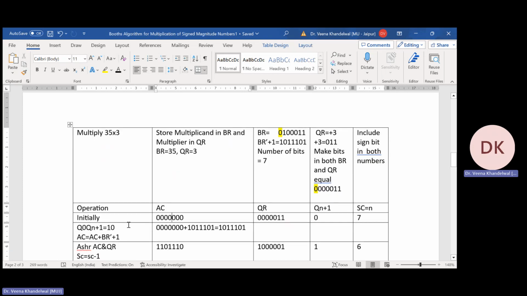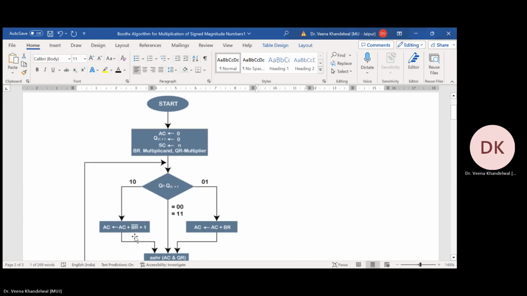Now, this is Q0, this is Qn, and this is Qn plus 1. So what is Qn? Qn is the last digit of QR. In Qn plus 1, we have already initialized 0. So as per the algorithm, if Qn and Qn plus 1 are 1, 0, then what do we do? We add the 2's complement of BR as per the algorithm.